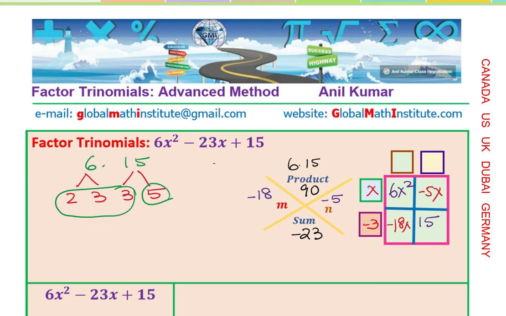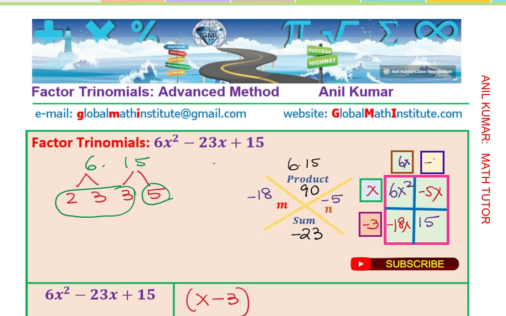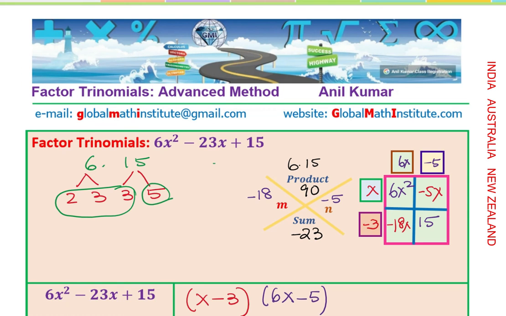Okay. So we have our first factor, which is x minus 3. Now let's look into the column. 6x squared minus 18x will give us 6x as a common factor, and between minus 5x and 15, minus 5 is common, and therefore we get 6x minus 15 as our answer. Is that clear? So we have done this using the diamond and box method, correct?